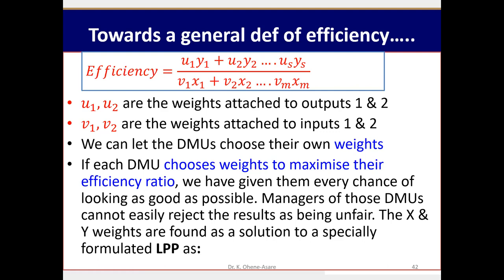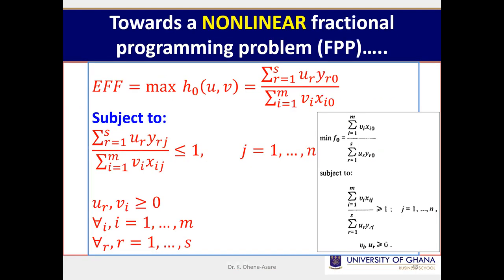The input and the output weights, how do you get them? Well, you get them when you formulate the linear programming problem. And we are going to learn how to formulate the linear programming problem. What I'm about to show you is a little bit complex. This is the linear programming problem. Don't look on the right side. Just focus on the red number.